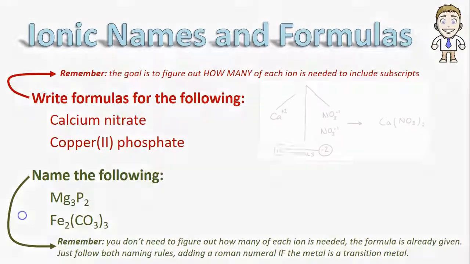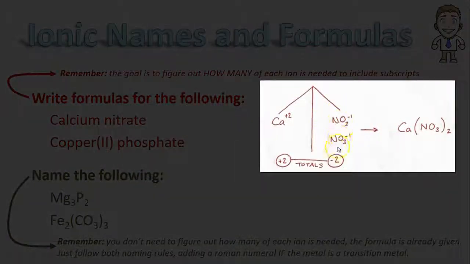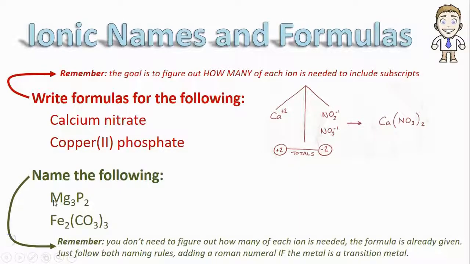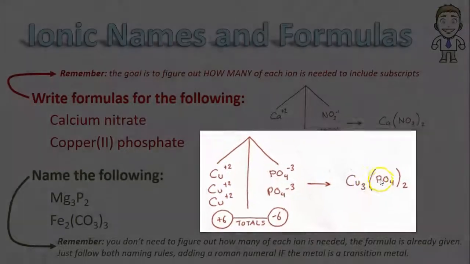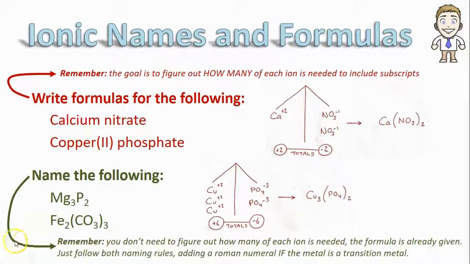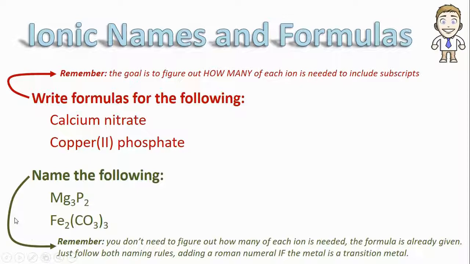And here's the answers. For calcium nitrate, I need 2 nitrates to balance out the charge of the calcium +2, making the formula Ca(NO3)2. And in copper(II) phosphate, I need 3 coppers and 2 phosphates to get a +6 and -6 balancing charge, making the final formula Cu3(PO4)2. The name for Mg3P2 is just magnesium phosphide.